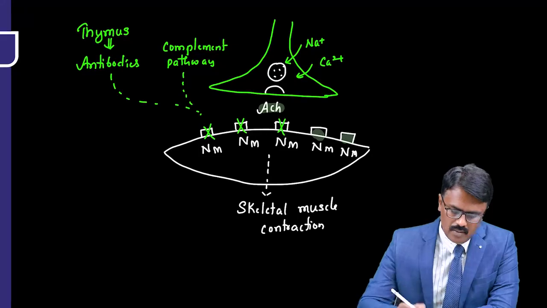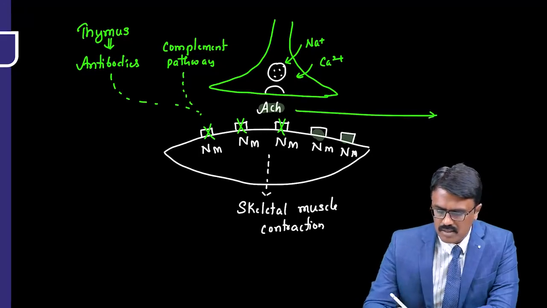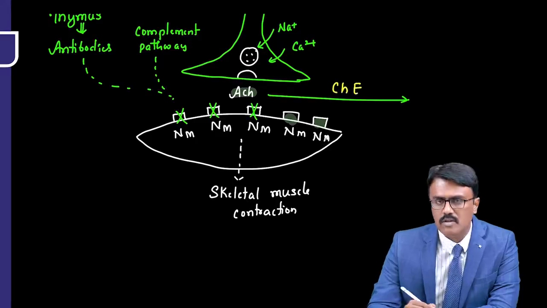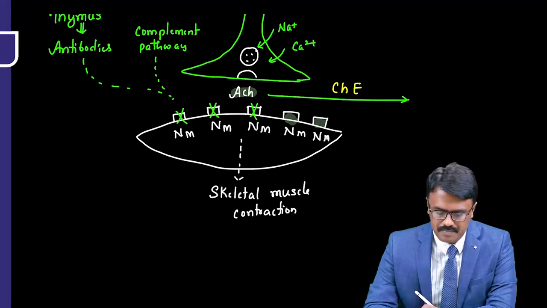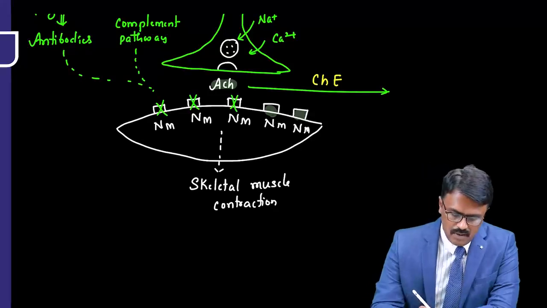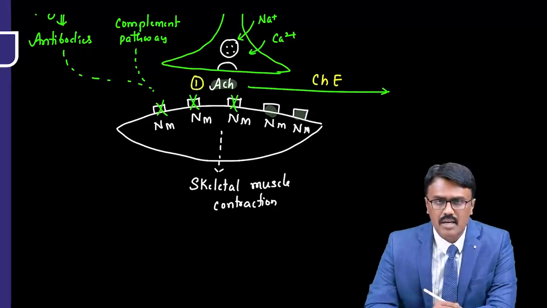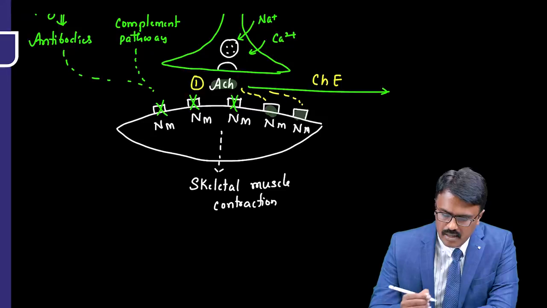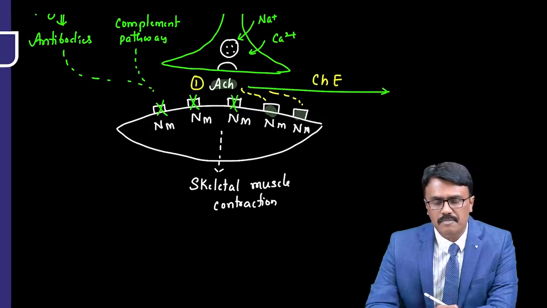And remember, the acetylcholine is metabolized by the enzyme called cholinesterase, and it is split into acetate plus choline. Now tell me, what should be done? Number one, what we can do is increase the stay of acetylcholine so that the remaining receptors are activated and the muscle will function normally.